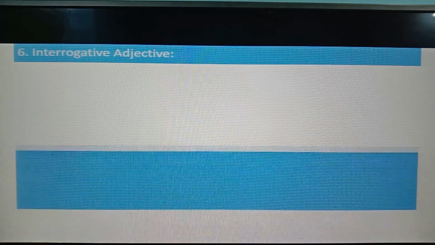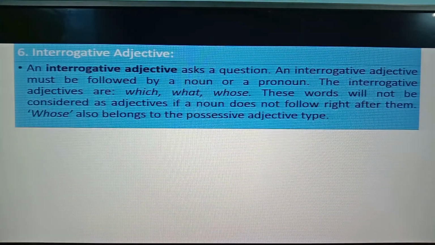Interrogative adjective. An interrogative adjective asks a question. An interrogative adjective must be followed by a noun or a pronoun. The interrogative adjectives are which, what, whose. These words will not be considered as adjectives if a noun does not follow right after them. Whose alone belongs to the possessive adjective type.